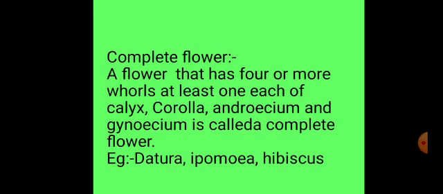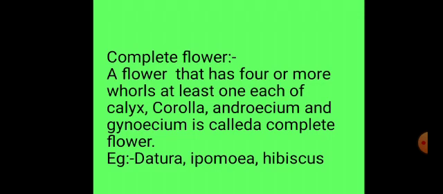Depending upon the presence of the floral parts, there are two types of flowers: complete flower and incomplete flower. Today we will discuss the complete flower. What is a complete flower? A flower that has four whorls, at least one each of calyx, corolla, androecium and gynoecium, is called a complete flower.